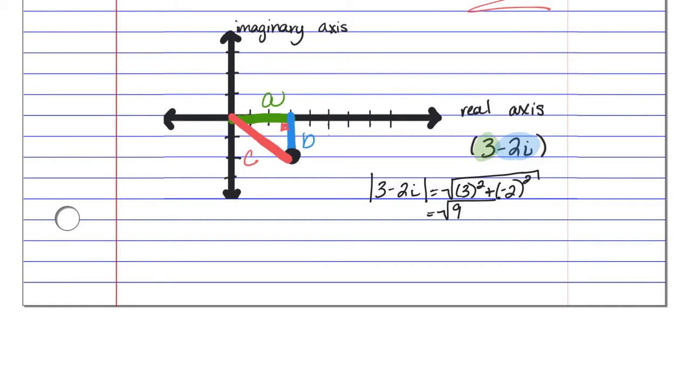3 times 3 is 9, negative 2 times negative 2 is 4. That gives me a grand total of 13, and so the distance, or my absolute value of the complex number, or distance from the origin, is the square root of 13. 13 is a prime number, so it's already in its most simplified form. If it was a number that was not in its simplified form, we would absolutely simplify that down, much like we did on an earlier example.